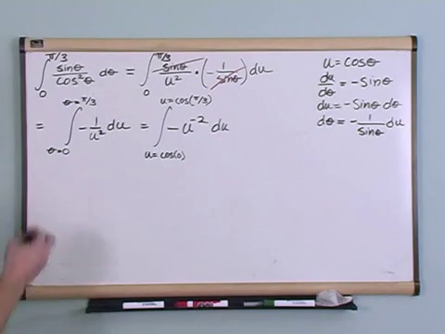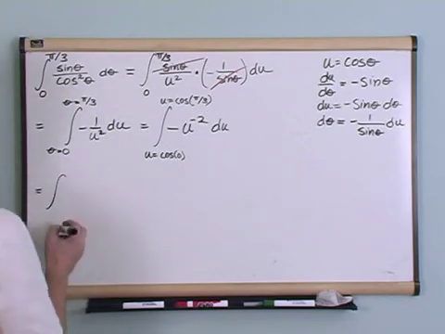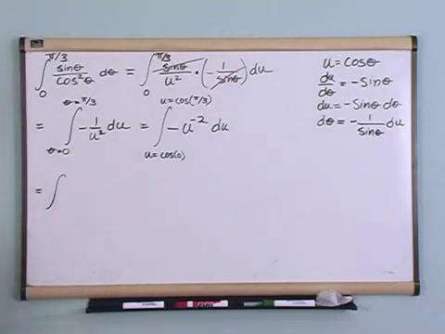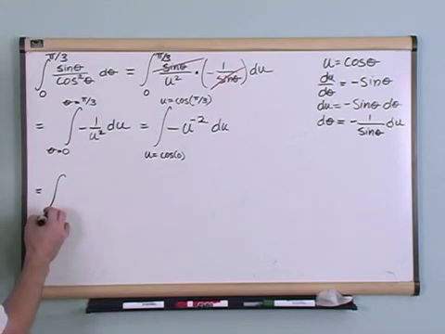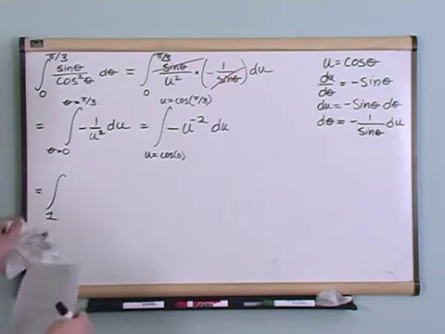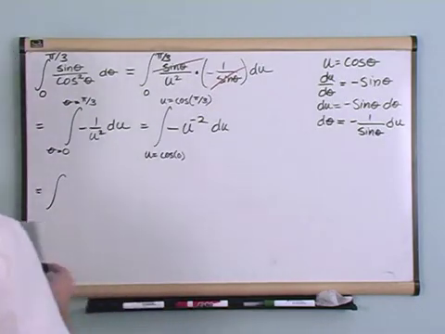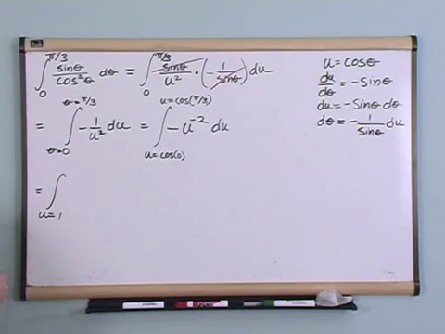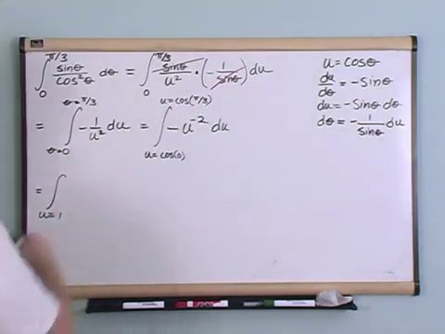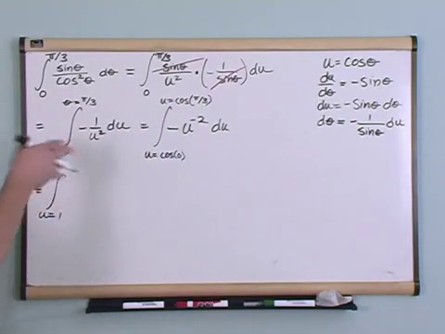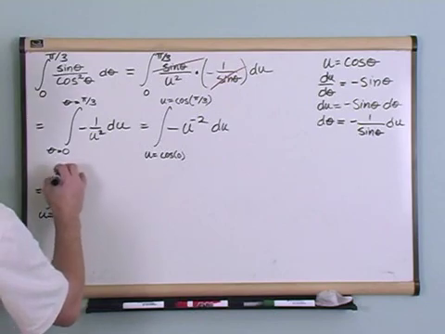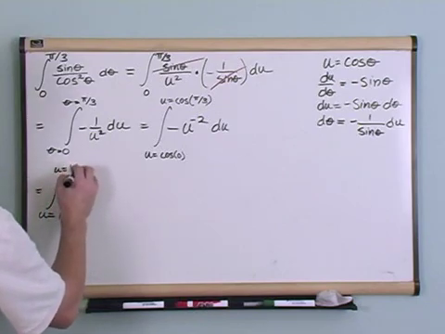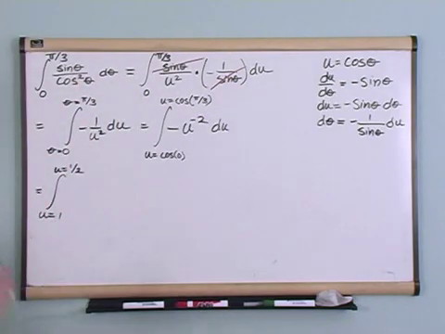I'm just changing this fraction into an exponent. That's all I'm doing. Now, remember from your trig, cosine of 0 is 1, right? I'm going to have a u is equal to 1 on the bottom. And on the top, cosine of pi over 3 is like cosine of 60 degrees, right? So then this is going to be u is equal to 1/2. Cosine of pi over 3 is 1/2.